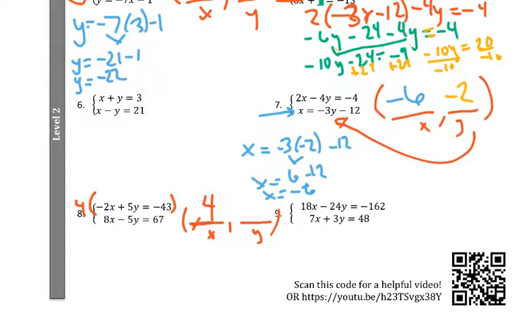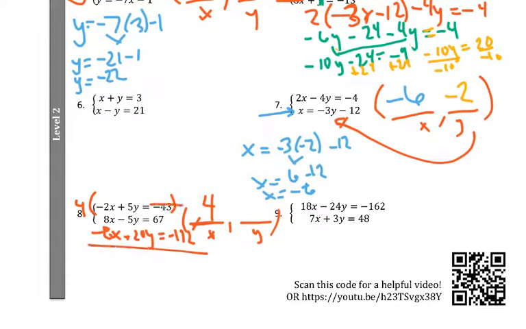So I'm going to do that, but I'm going to write my answer below that system. So 4 times negative 2x is going to be negative 8x. 4 times 5y is going to be 20y. Oh man, and 4 times negative 43, calculator, here we go. That's going to be negative 172.